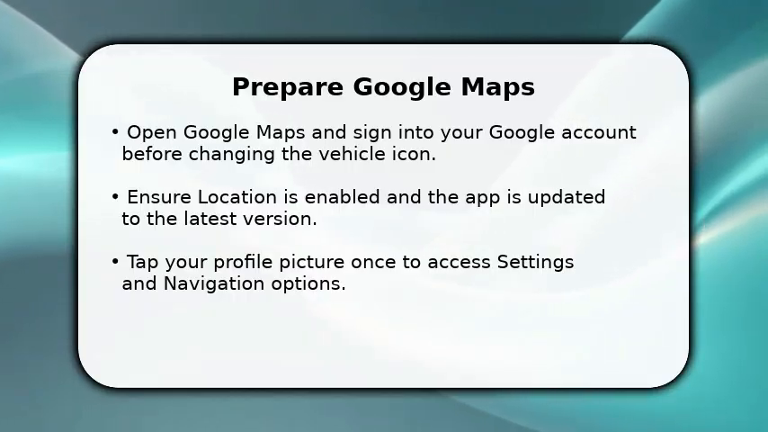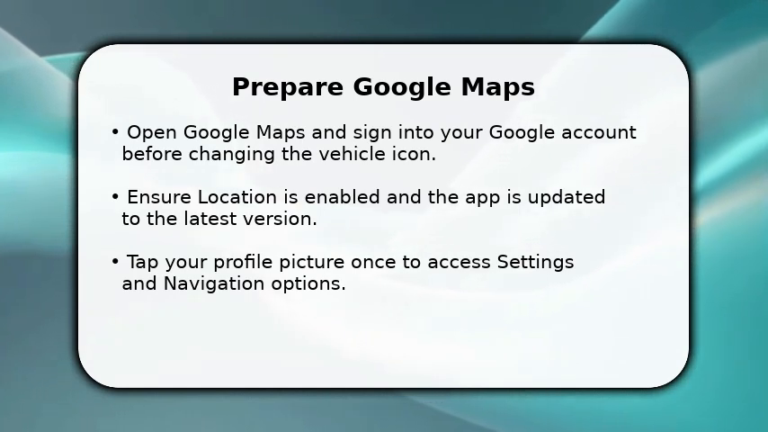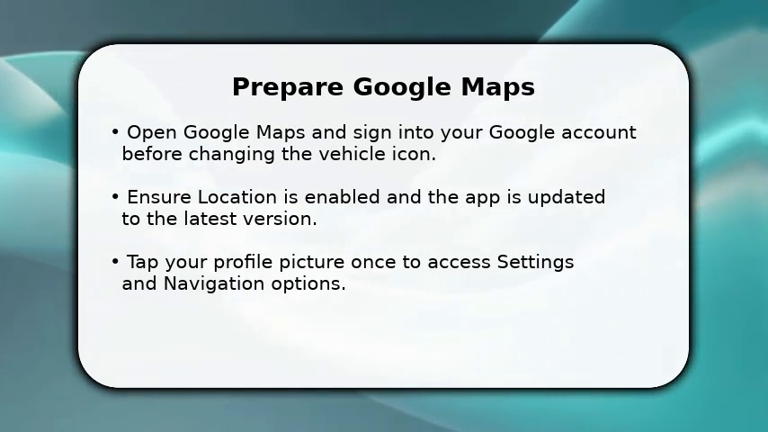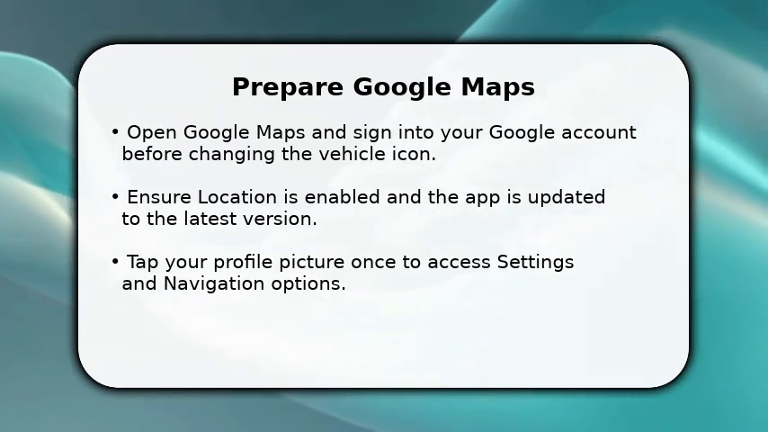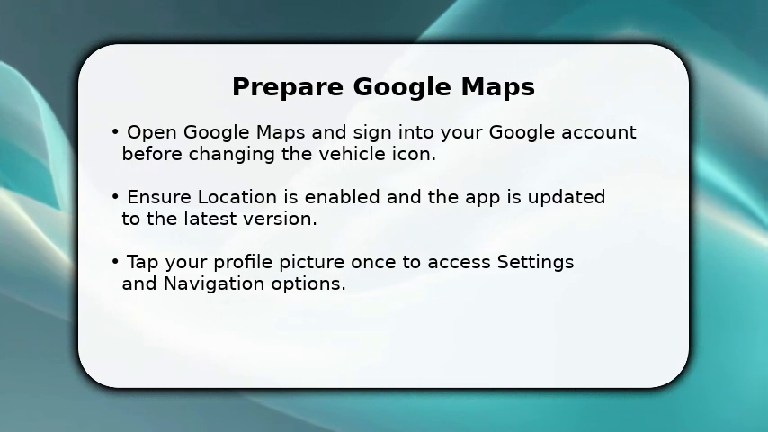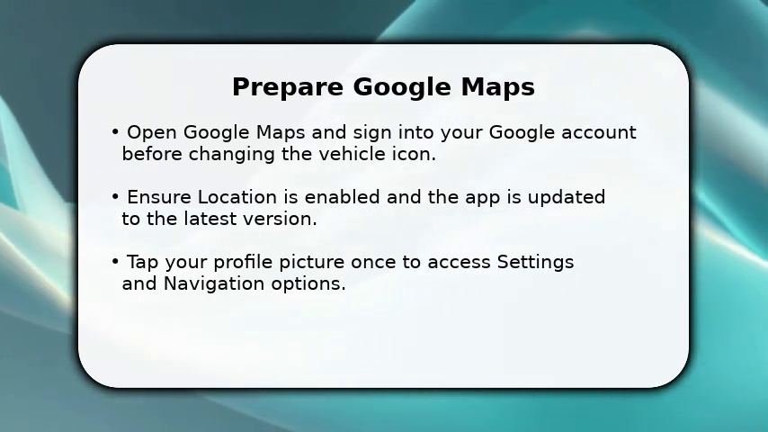Open Google Maps and sign into your Google account before starting the change. Make sure location services are enabled on your device. Confirm the app is updated to the latest version in your App Store. Tap your profile picture once to open the main menu.